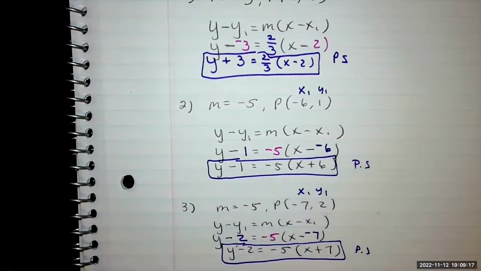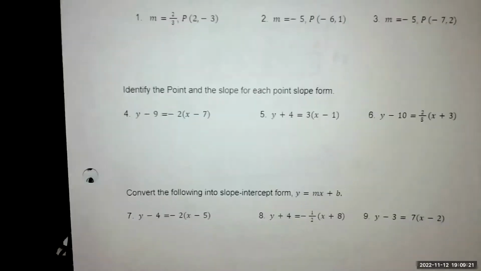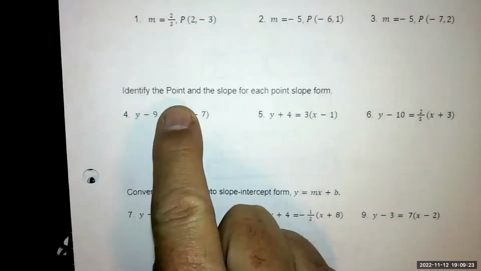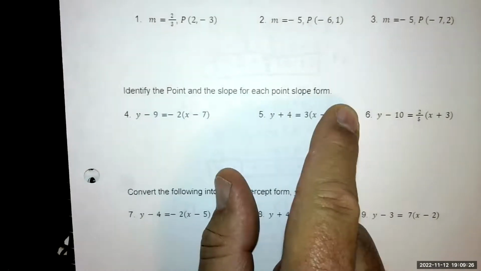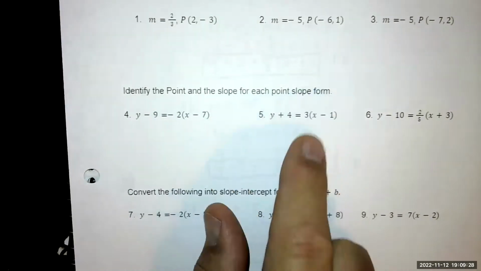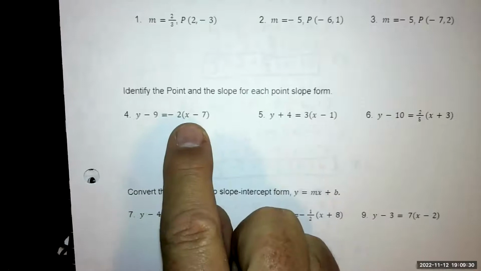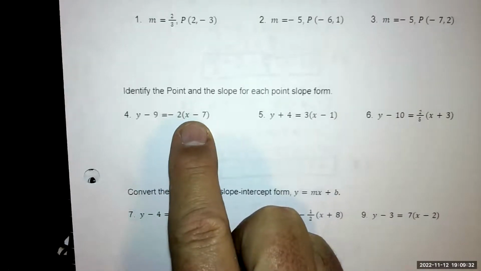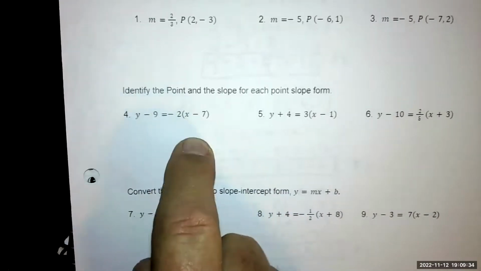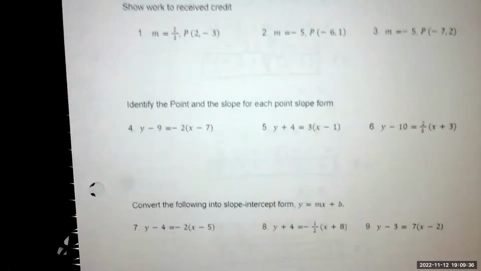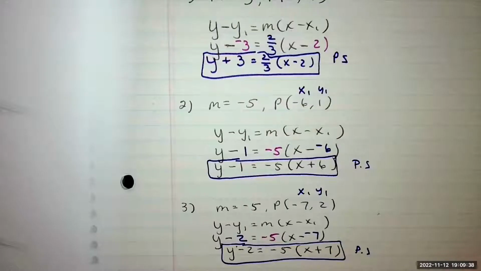So that's the first three problems. Now, if you look at the next section, 4, 5, and 6, this is identify the point and the slope for each point slope equation. Basically what I want you to do is tell me what the slope is and what the point is just by looking at this. And we talked about this in class. So I'm going to write these down.